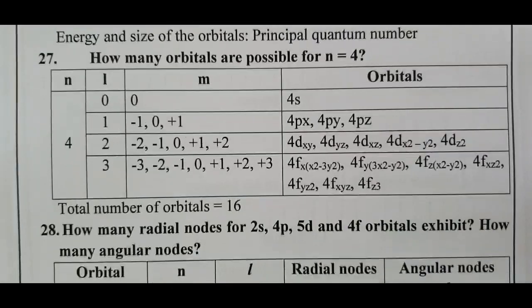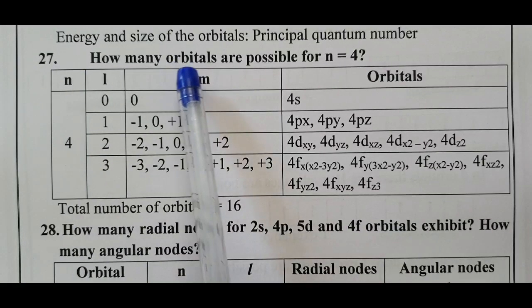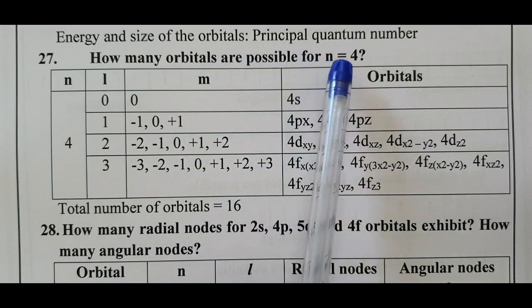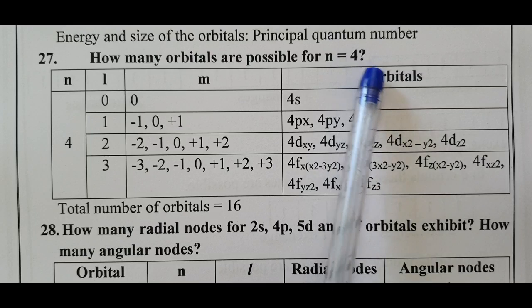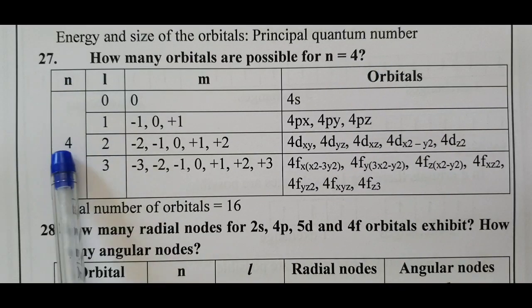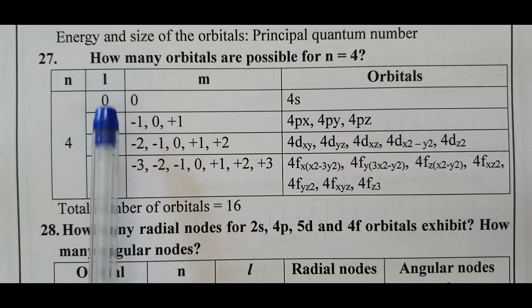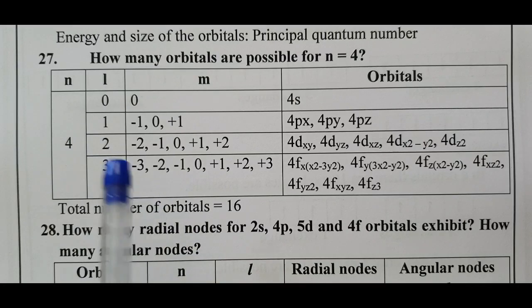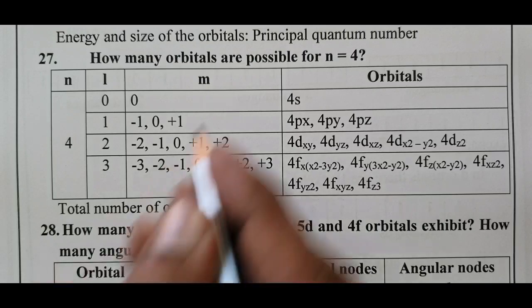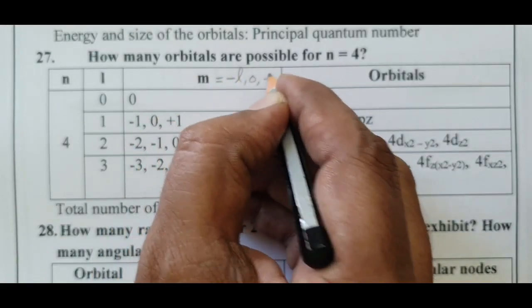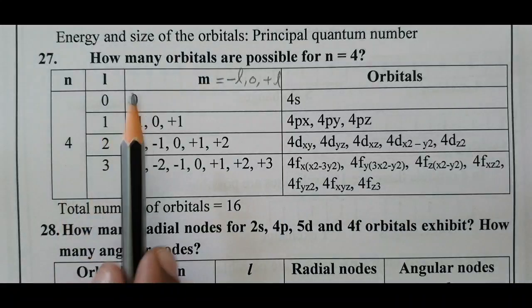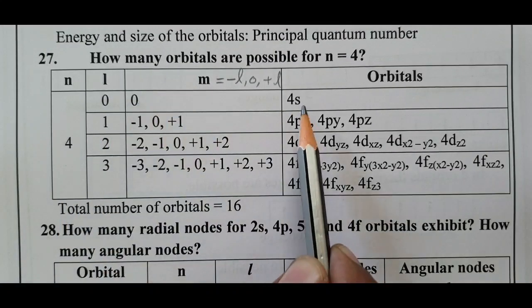Come to question number 27. How many orbitals are possible for n equal to 4? Principal quantum number equal to 4, fourth energy level. N equal to 4 means L has 4 values: 0, 1, 2, 3. L equal to 0 means M equal to 0, because M value depends upon L value. M value equals minus L, 0, up to plus L. M equal to 0 means there is only one orbital.